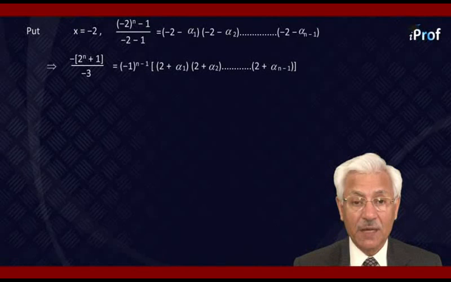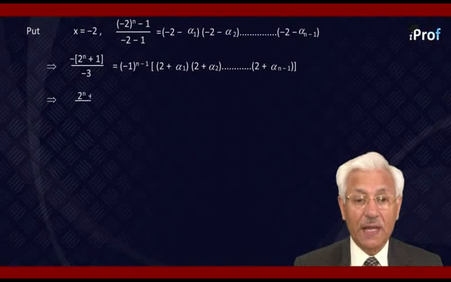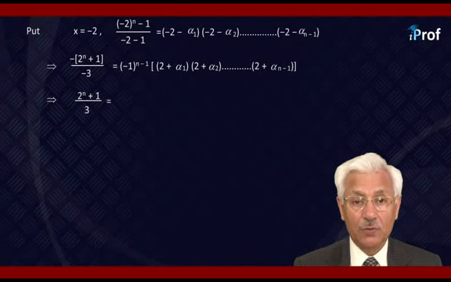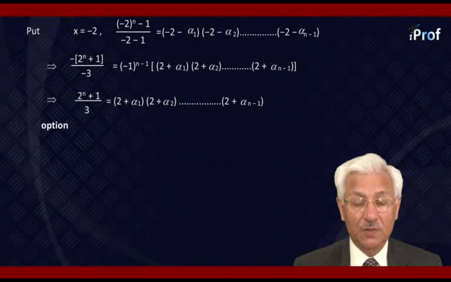(-1)^(n-1) will become plus 1 because n is odd and n - 1 is even. On the left side, the minus will cancel. Therefore, we get (2^n + 1)/3 is equal to (2 + alpha 1)(2 + alpha 2)... up to (2 + alpha n-1). That stands as option C.